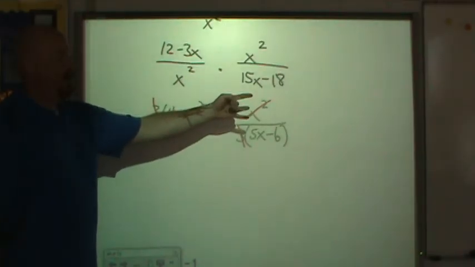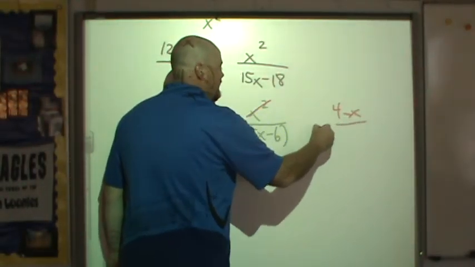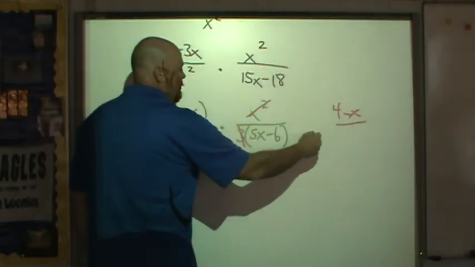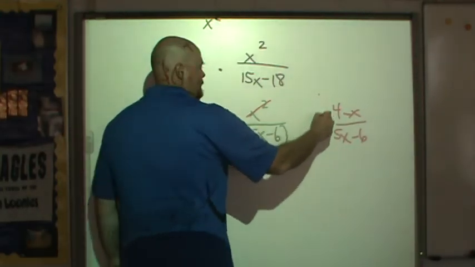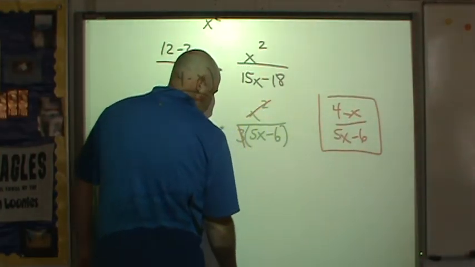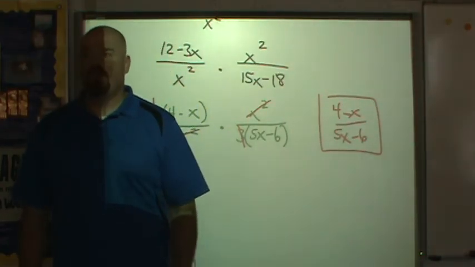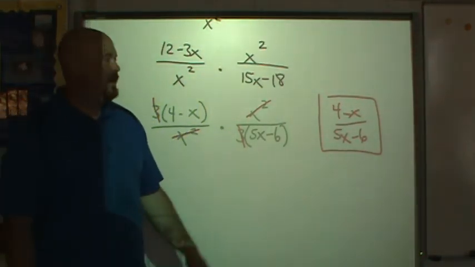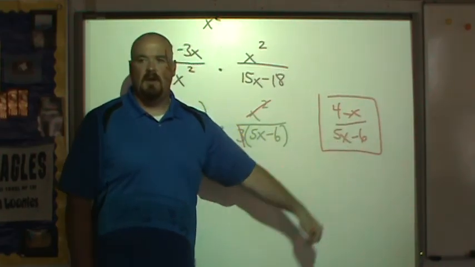So now when I multiply straight across, all I have on the top is this 4 minus x. And all I have on the bottom is this 5x minus 6. That's it. If you're still looking at the 4 and the 6 and thinking you can cancel out a 2, you can't. This is a part of a difference. This is a part of this difference. You don't get to cancel that.